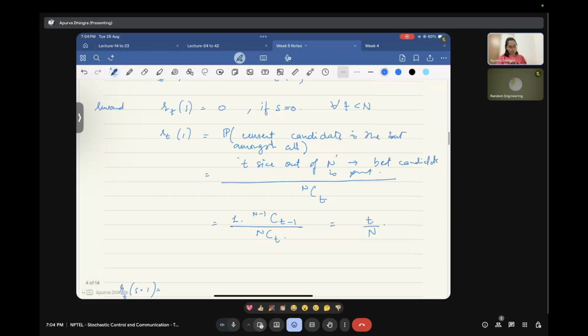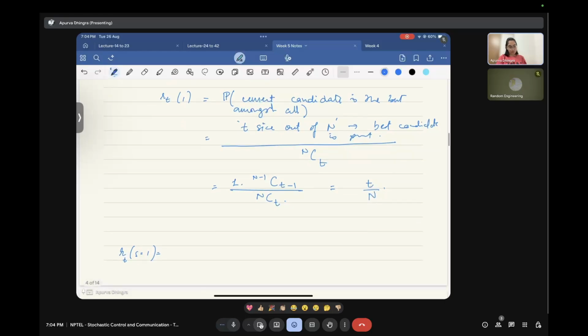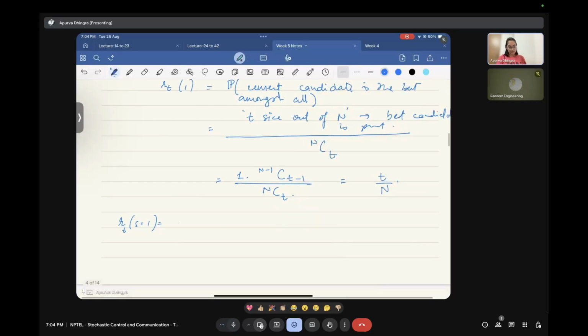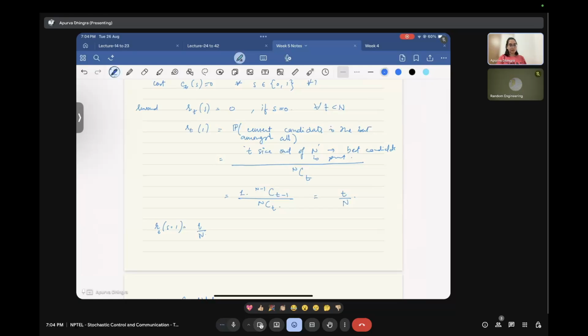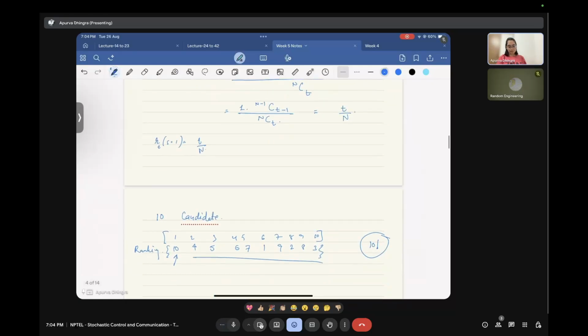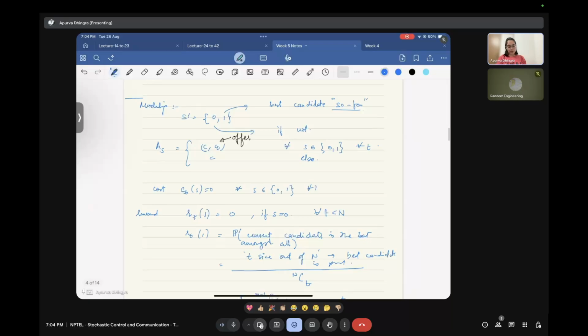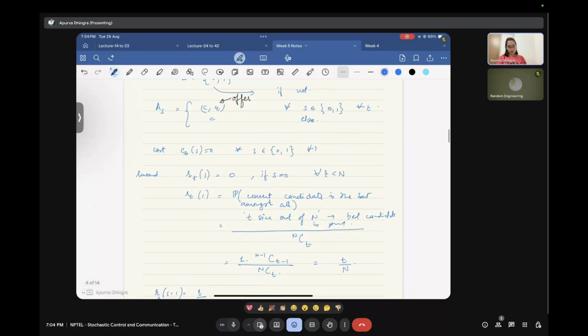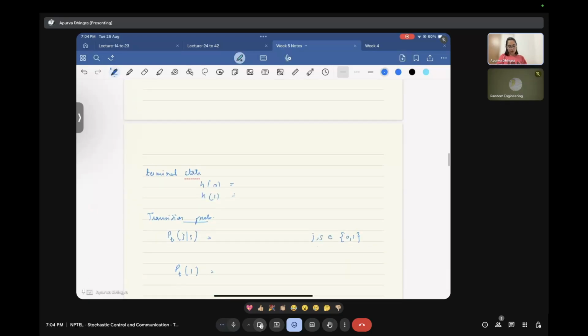Okay, let's continue with the one that was there with us. So finally, what I'm saying is this: RT of s equal to 1 is t by n. Okay, now this was just an example, so let's leave it here only and continue. So what do we have so far? We have the state space, action space, the reward function. Next we want to talk about, right, we have to have some terminal rewards also.